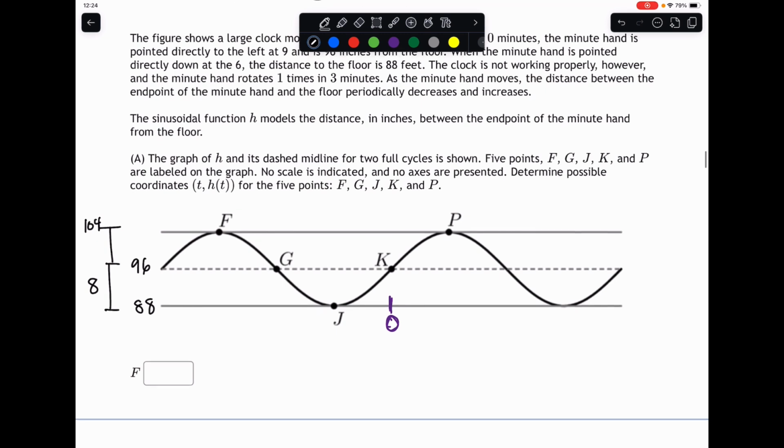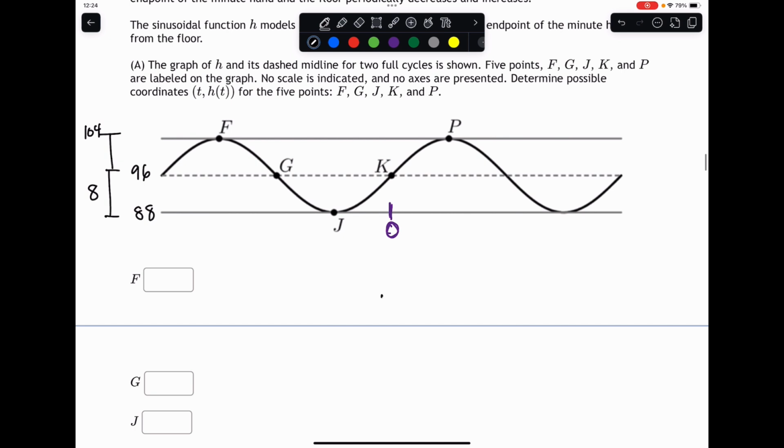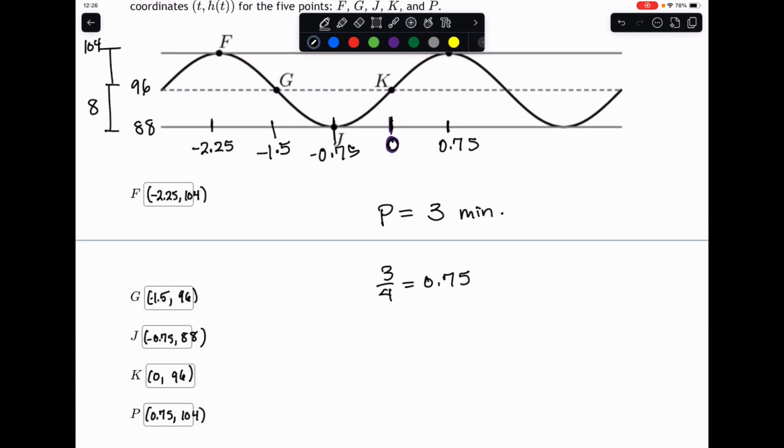Now, we are told that the period of this thing is 1 time in 3 minutes. So that means our period is going to be 3 minutes, which means that the distance from K to P divided by 4 is 0.75. So we're going to add 0.75 to move to the right, and we would subtract 0.75 to move to the left. So here are the x values now. J has an x value of negative 0.75, G has an x value of negative 1.5, and F has an x value of negative 2.25 if I start right here at 0.